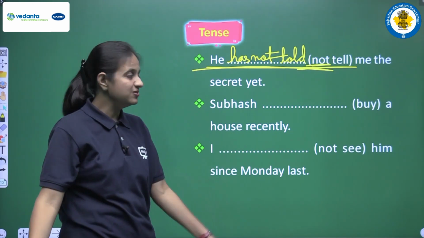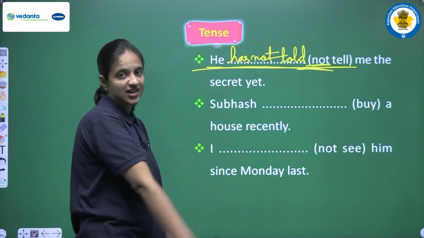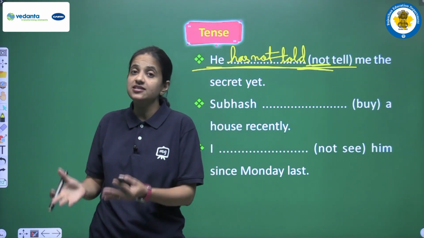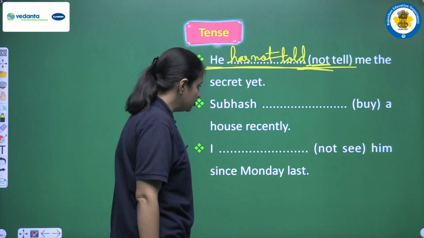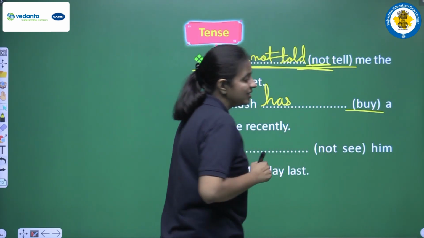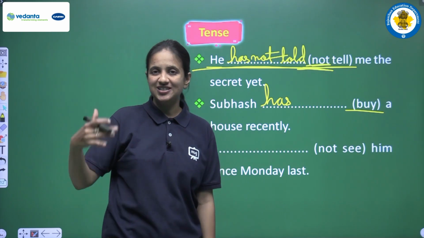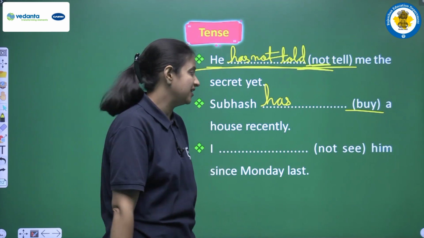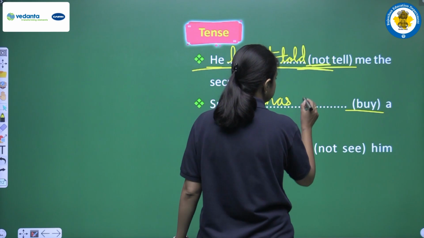Next sentence is, Subhash buy a house recently. So this is a positive sentence and we are having Subhash as a subject, that is a noun, a singular noun. So for a singular subject we always use has. And for the main verb we are having buy. So what is the third form of buy? We have discussed it right now. So the third form of buy is bought.